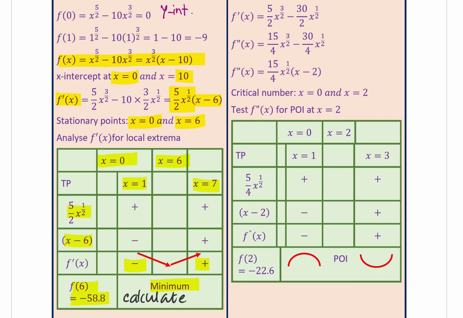So you can round your answer to, let's say, 3 significant figures. You get your value. That f of 6, we have a minimum, which is minus 58.8. Now, let's find the second derivative.